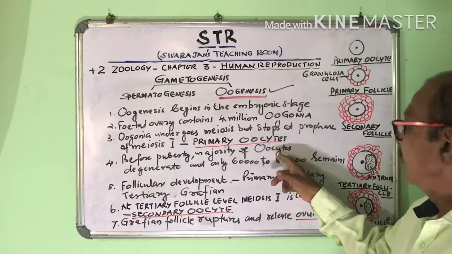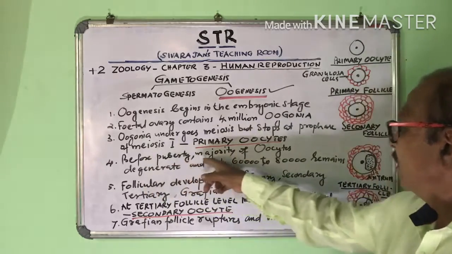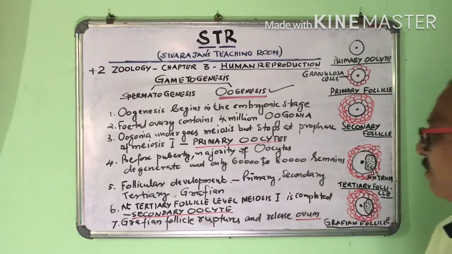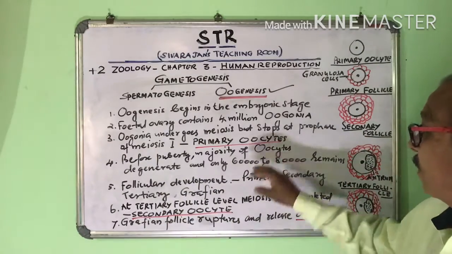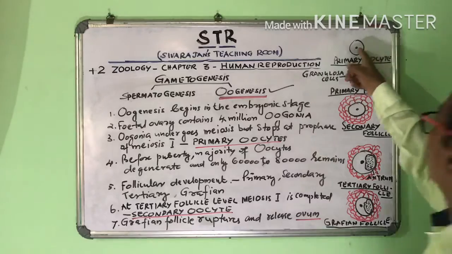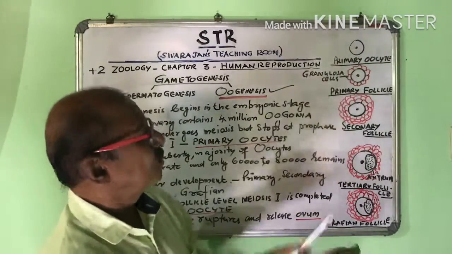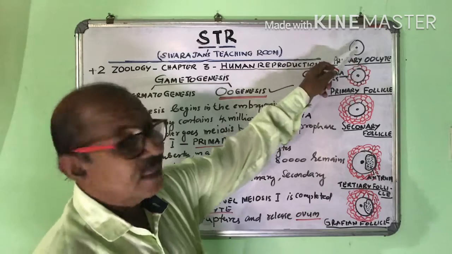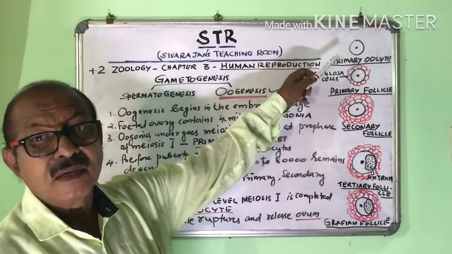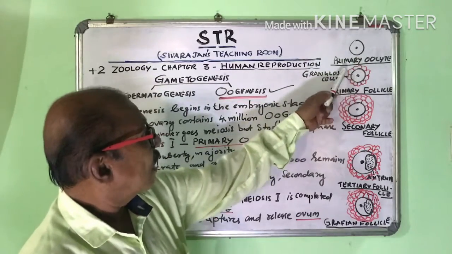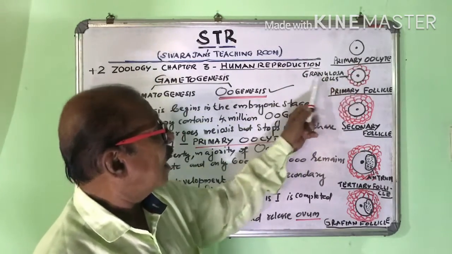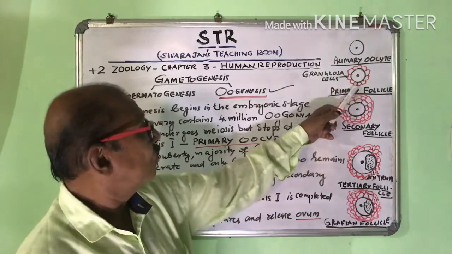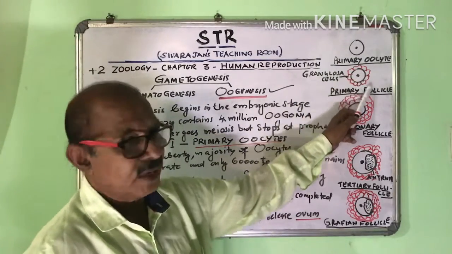See, before puberty, the majority of oocytes degenerate and only 60,000 to 80,000 remain. Now there is the follicular development. See, this is the primary oocyte. It has a diploid nucleus. Meiosis is not completed. It is in the prophase of meiosis 1. The primary oocyte gets surrounded by one layer of granulosa cells. So these are the granulosa cells. The primary oocyte surrounded by one layer of granulosa cells is called the primary follicle.